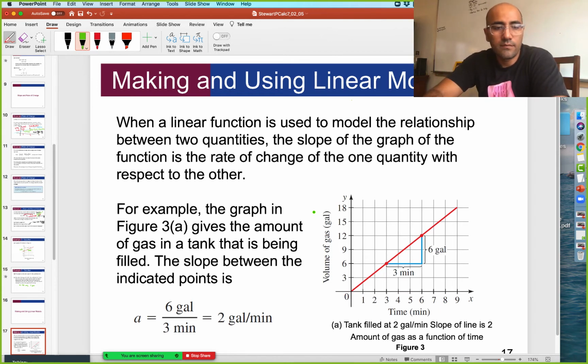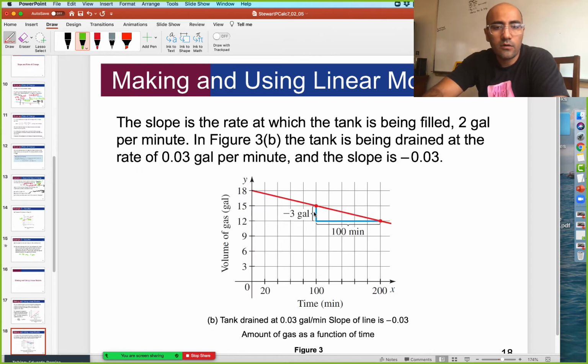Good? Easy? Or we can also have this graph. Maybe this is how slowly it's being drained as you're driving. As you're driving and using up your gasoline, the horizontal axis is time spent driving in minutes, and the vertical axis is the volume of gas remaining in your tank. It looks like we started off with 18 gallons. That might be the full capacity of your tank. Maybe it's a full tank.